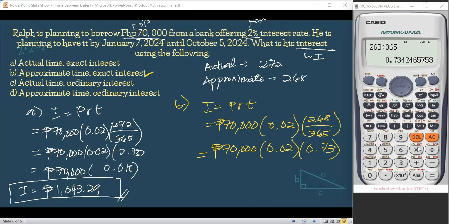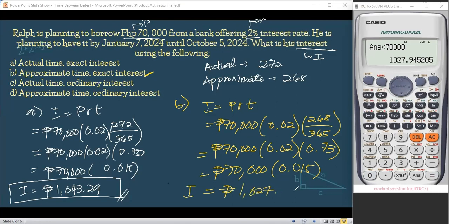Now, continuing it, we have times 0.02. That will give us 0.015. Times 70,000. That will give us 1,027.95. So this is the correct answer, okay? For letter B po, approximate time and exact interest.